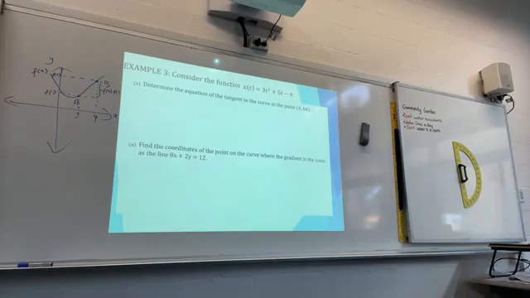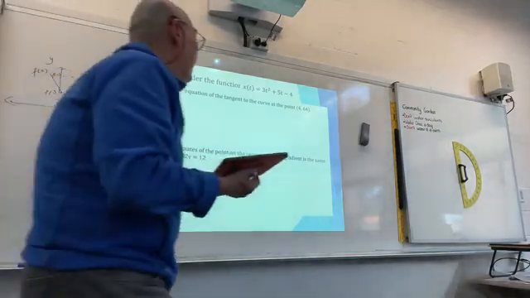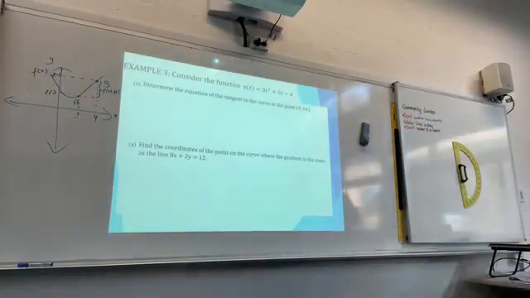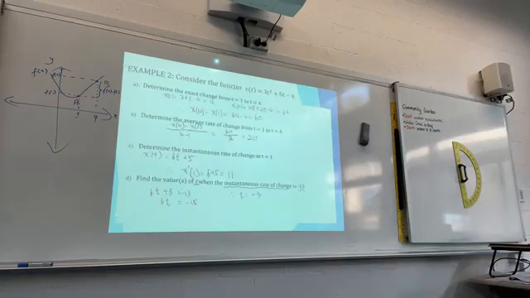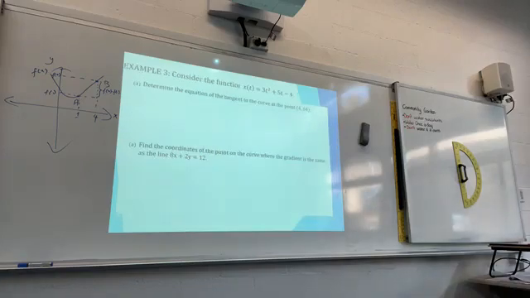Same example. Determine the equation of the tangent to the curve at the point (4, 64). Can you actually work that out, please? You should be able to work out what the instantaneous gradient is. So x dash 4 equals 29. Now work out the equation.